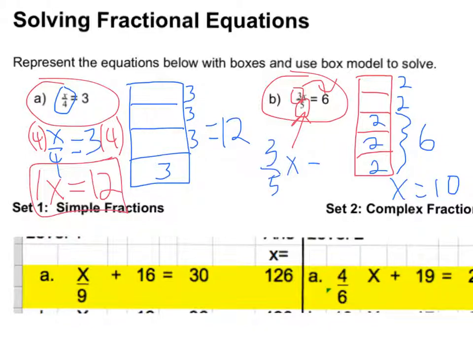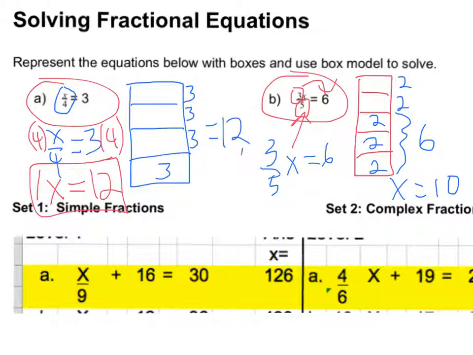3/5 x equals 6. Well, if you look at this, what's being done to x? It's actually not a bad thing at all. X is being multiplied by 3, but divided by 5. The opposite of multiplying by 3 is to divide by 3. The opposite of dividing by 5 is to multiply by 5.